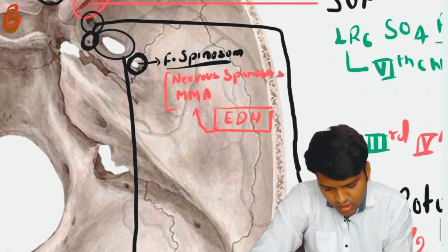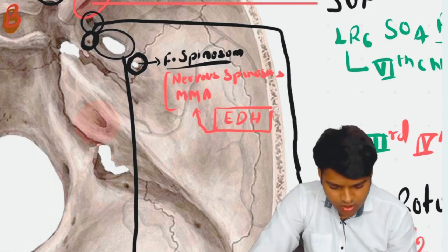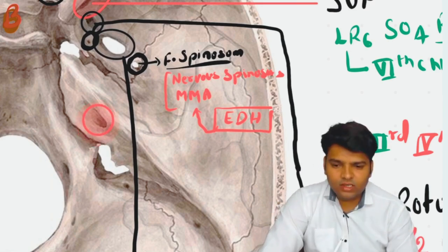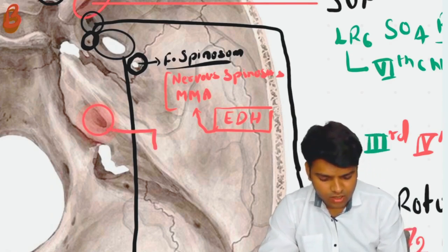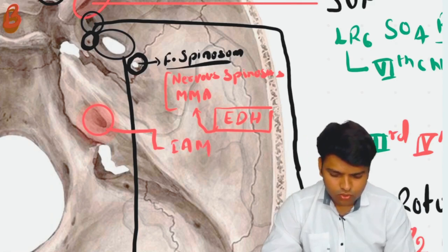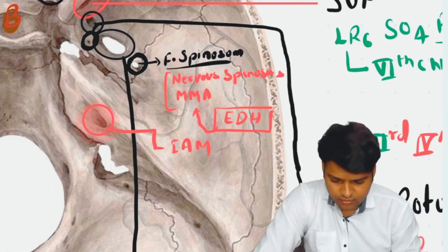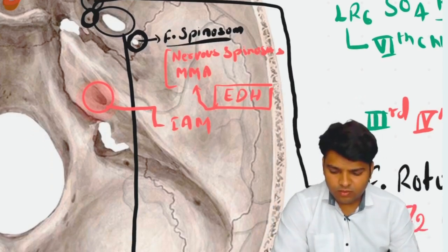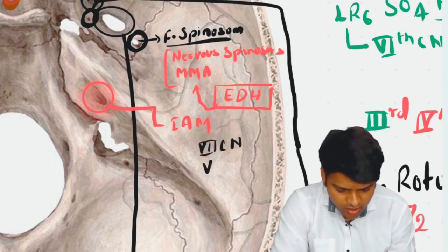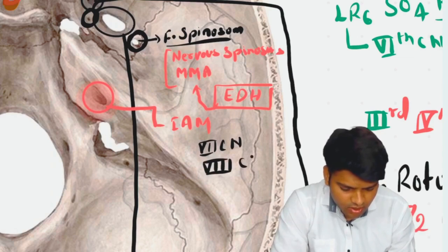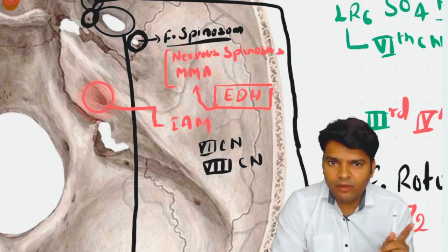And after this opening, I think you all are able to see this area, this new opening. Particularly this area is called the internal acoustic meatus. So what are the structures passing through the internal acoustic meatus? They are the 7th cranial nerve, the facial nerve, and the 8th cranial nerve, the vestibulocochlear nerve. These structures pass through the internal acoustic meatus along with the labyrinthine vessels.